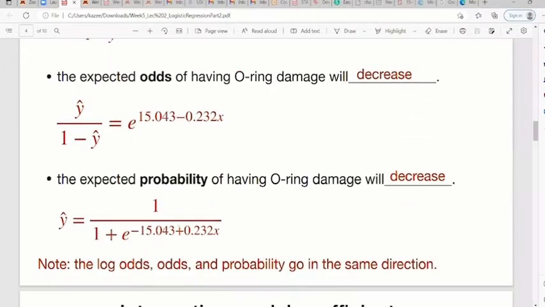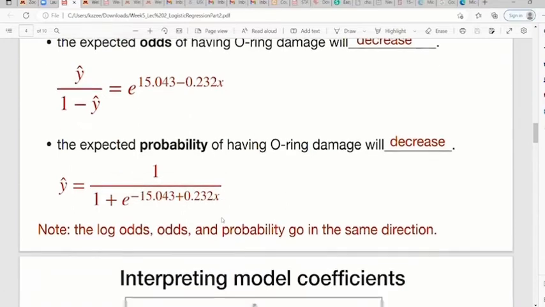Now, when you come to the probability, I showed you the other time that we have two ways of presenting the logistic regression model. We can present it in logit form, and we can present it in probability form. In probability form, I'm also going to say the expected probability of having O-ring damage will decrease. The takeaway here is that the log odds, the odds, and the probability are all going to go in the same direction depending on the sign of the beta 1 that you see in the logistic regression output. If the sign is positive, they're all going to increase. If the sign is negative, they're all going to decrease. I just wanted to take note of that.